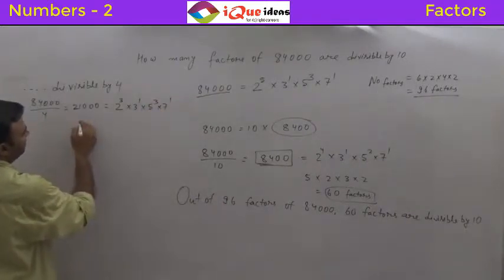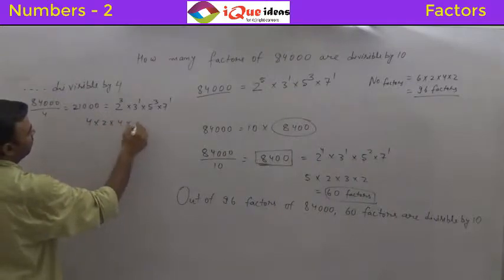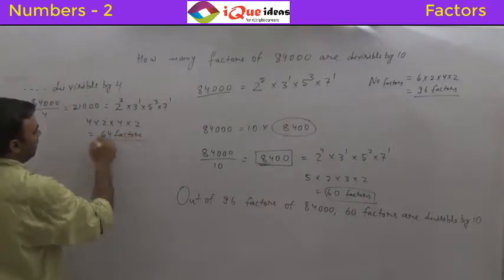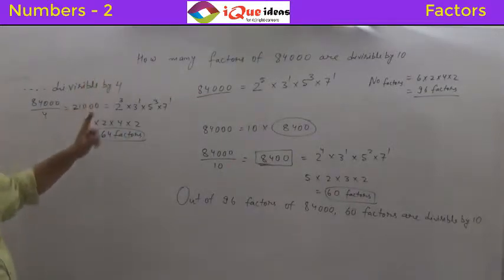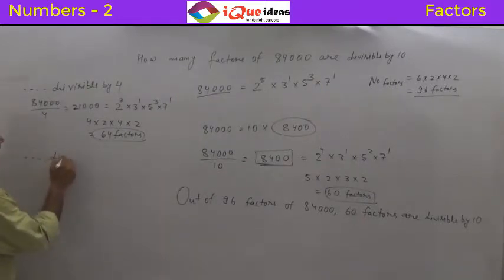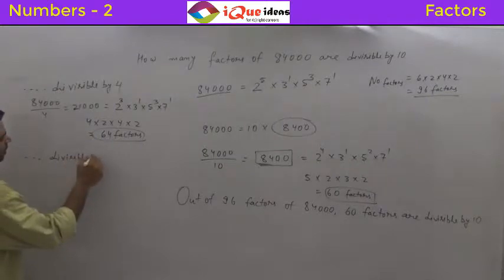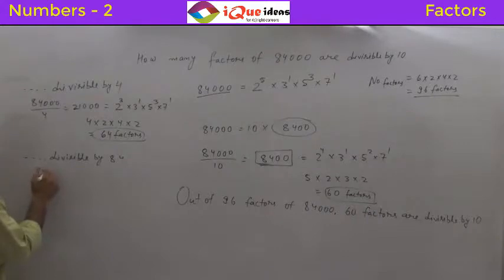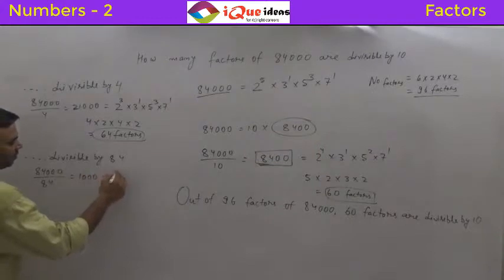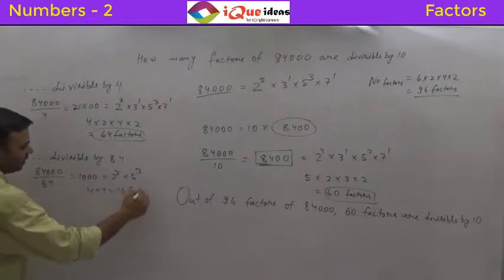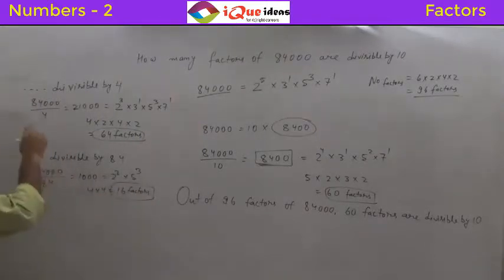So the number of factors for this will be 4 into 2 into 4 into 2. That is 8 into 8, 64. So 64 factors. What does it mean? Out of 96 factors of 84,000, 64 are divisible by 4. Alright, let's take another situation. Divisible by 84. So 84,000 divided by 84 will be 1,000. 1,000 means 2 cube into 5 cube. So it is 4 into 4, that is 16 factors. So what does it mean? Out of those 96 factors, 16 factors are divisible by 84.